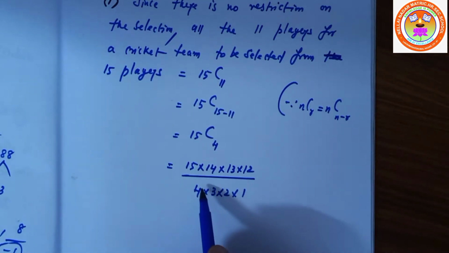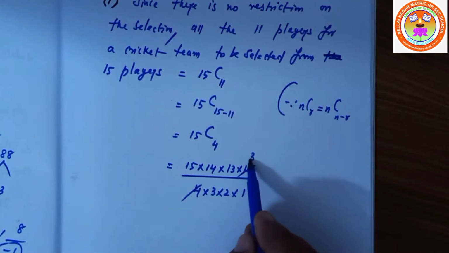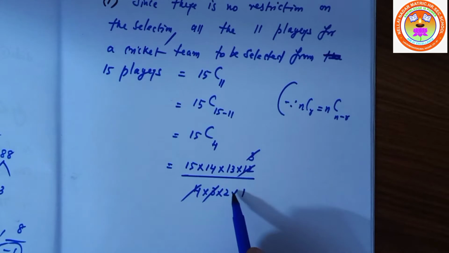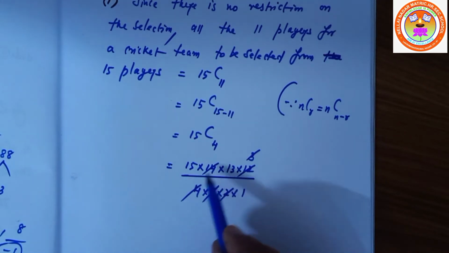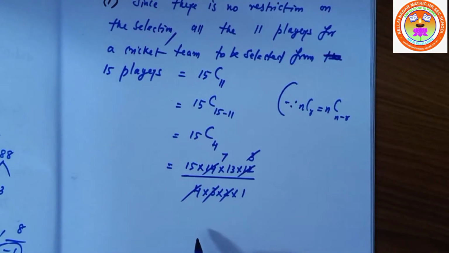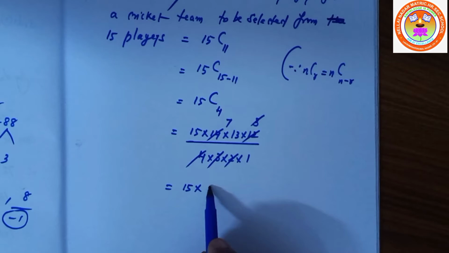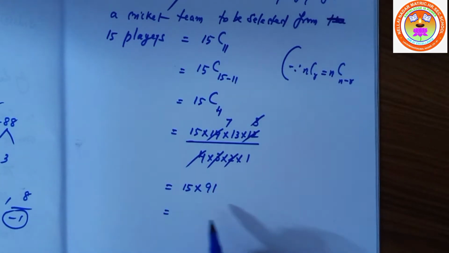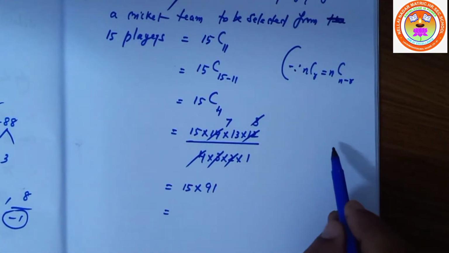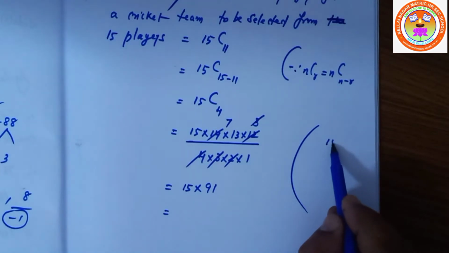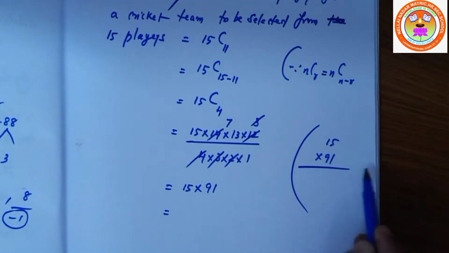We can cancel by 4 table, that is 3 times and 3 get cancelled, and 2 table we can cancel by 7 times. That is equal to 15 into 7 into 13, that is equal to 91. We have to do that calculation. 15 into 91, I write here 15 into 91.